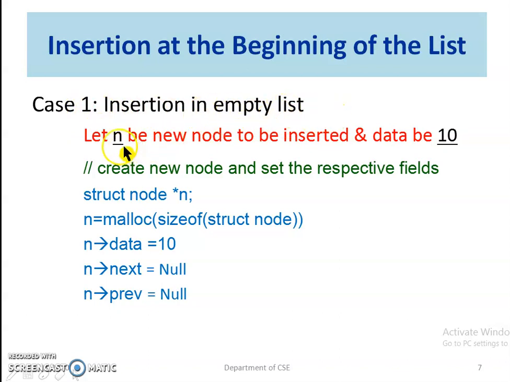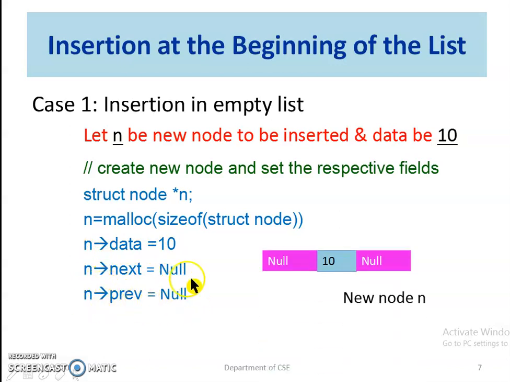Consider n to be the new node to be inserted and the data to be 10. The first step is to create a new node. It is done through declaration of node n of type struct node. Allocate memory using the malloc function. Then set n.data equal to 10 and set both the next and the previous field of n to null. Thus, the new node is created. This is how the node looks like.